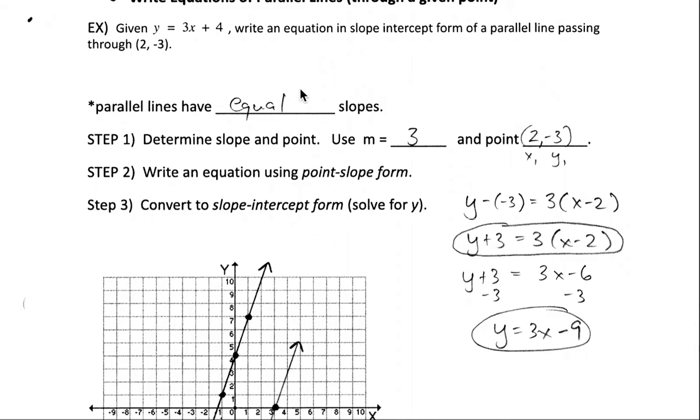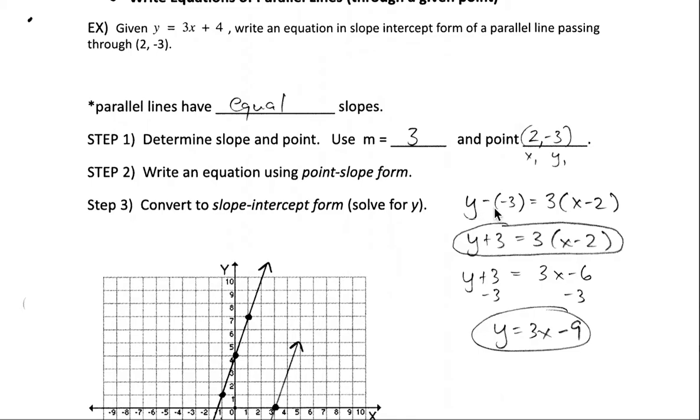In order to write the equation of parallel lines, we need to have equal slopes. So if we look at this first equation, we see a slope of 3. Now that we have our slope and we know a point, we're going to be able to use the equation form called point-slope form. In that form, we're going to do y minus the y-coordinate of the point we want equals the slope, and in parentheses, we're going to have x minus the x-coordinate of the point we want.